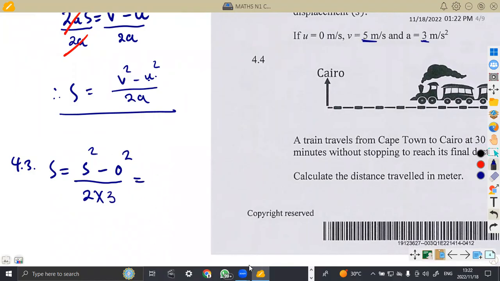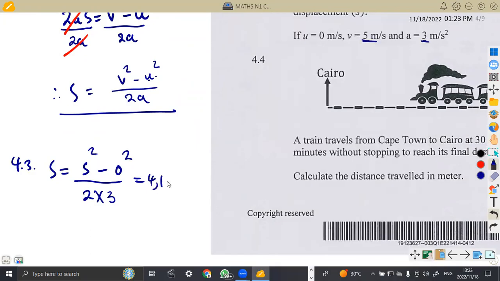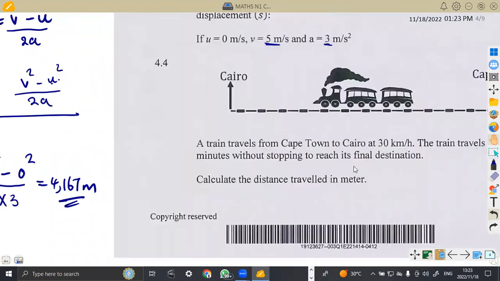So this, you can even use your calculator at once, or I don't know what is best for you, but you can just use your calculator here. That's 5 squared minus 0 squared. 0 squared is just a 0, guys, so there's no need for us to do this. 2 times 3, that's a 6, but anyways, that's what you're going to have. So it's going to be 25 over 6, or as a decimal, that's 4.1667, something like that, which is 4.167 meters. Remember, this is distance, displacement measured in meters. Okay, so that is what we're given in this case.